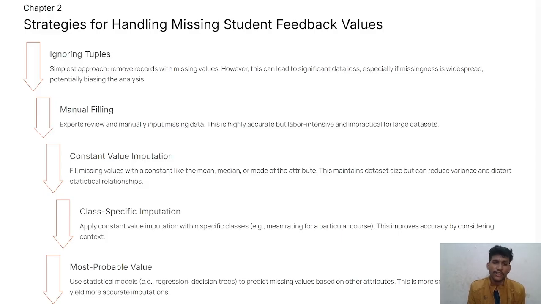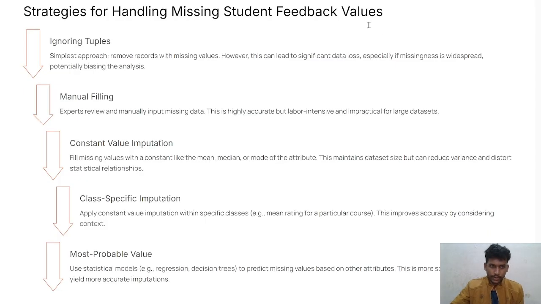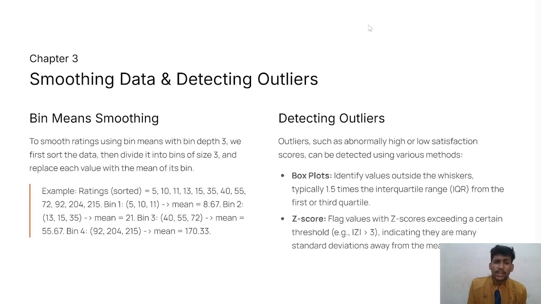Class specific imputation. Apply constant value imputation within specific classes, e.g., mean rating for particular courses. This improves accuracy by considering context. Most probable value. Use statistical models, e.g., regression or decision tree, to predict missing values based on other attributes. This is more sophisticated and can yield more accurate imputation. Chapter 3, Smoothing Data and Detecting Outliers.